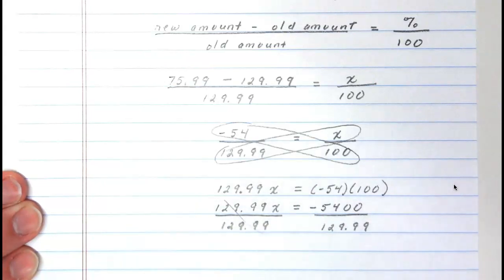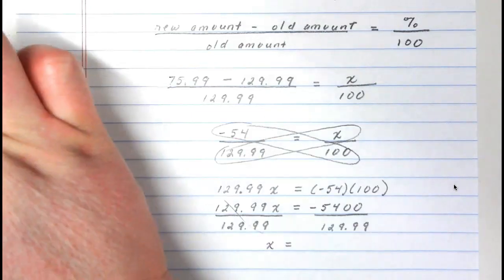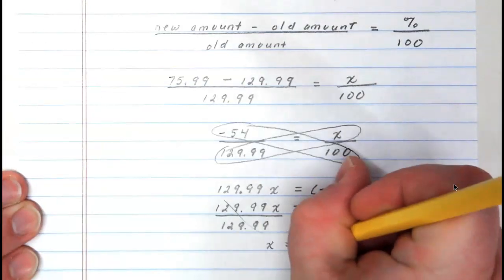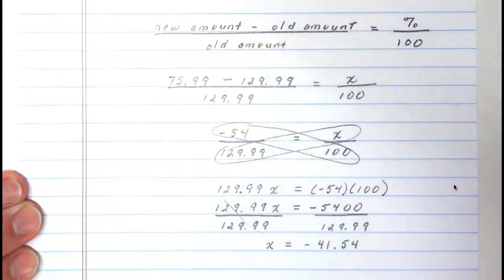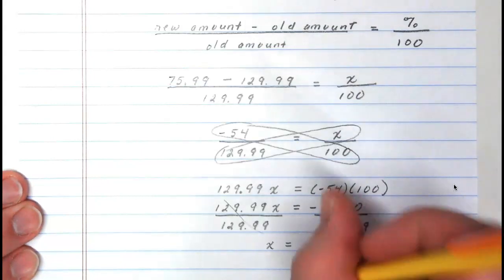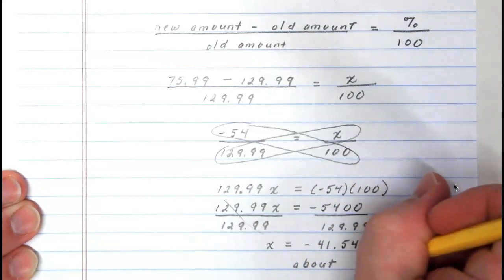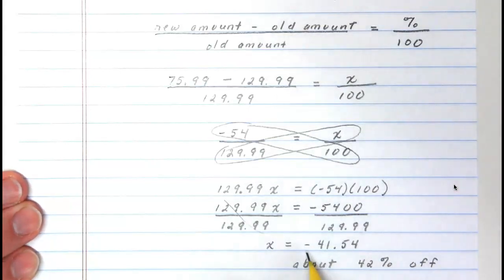These cancel, and we're left with X equals, now we need to go to our calculator, negative 5400 divided by 129.99. That gets us negative 41.54. So approximately we're about 42% off. Okay, so the negative means that it's 42% off. It's a discount, meaning it decreased. So that negative really is, it went down by 42%.